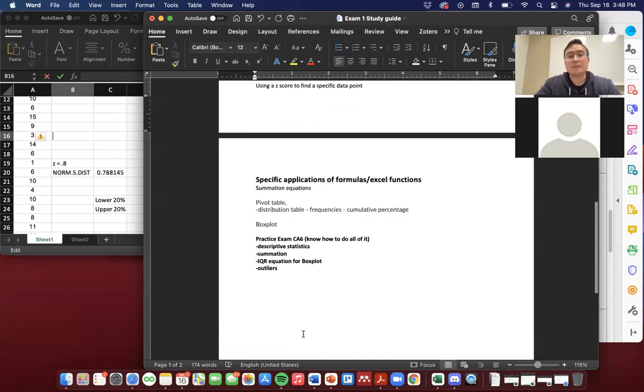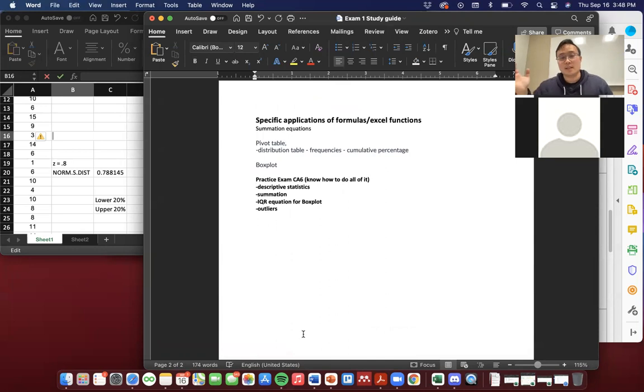All right. So this is the last thing in this little review, which is applying specific formulas and Excel functions. You need to know how to use summations.